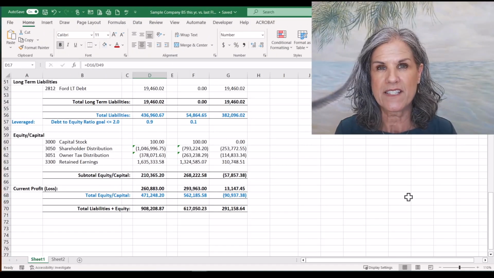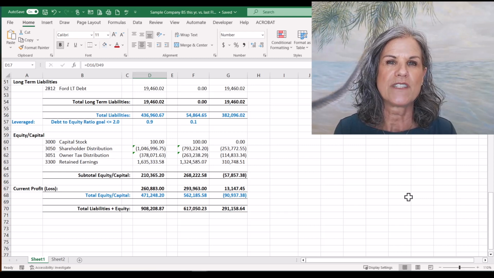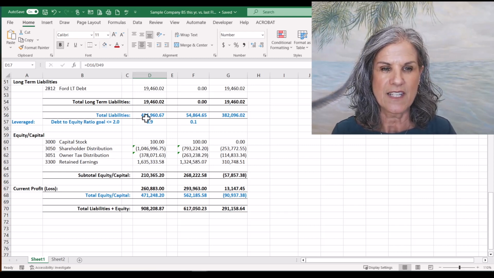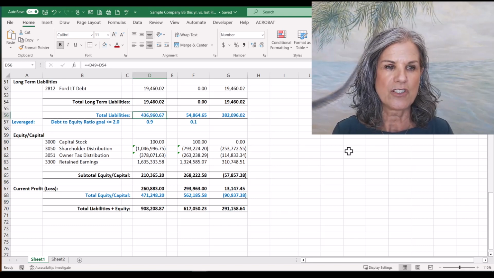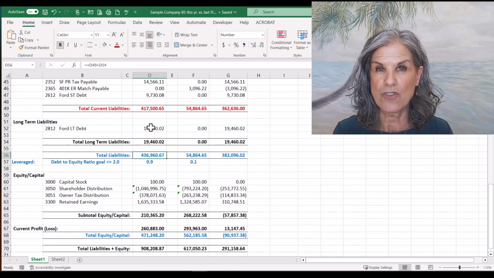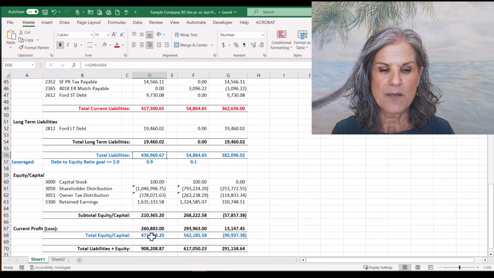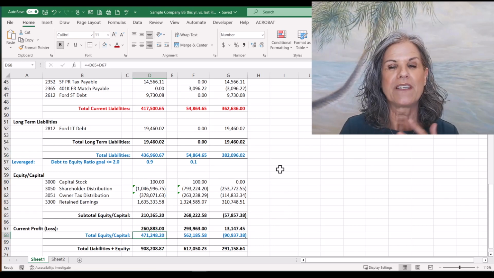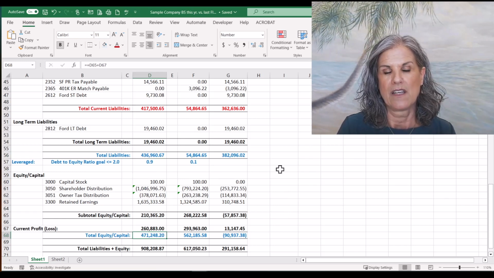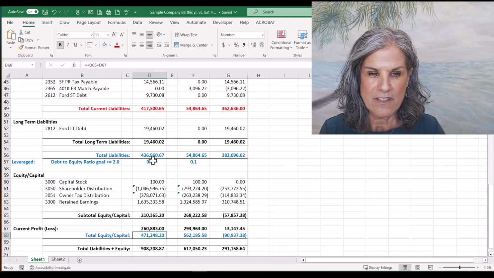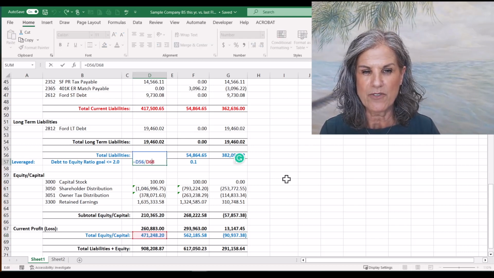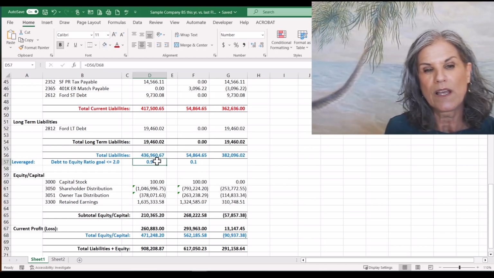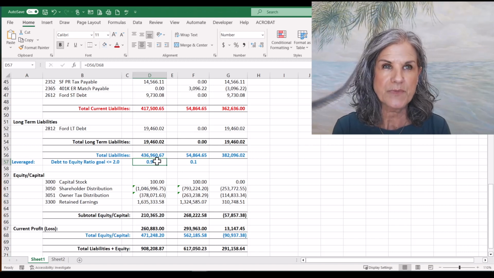The other key number to pay attention to on your balance sheet is called your debt to equity ratio. And your debt to equity ratio, the formula is it takes total liabilities, which includes those current liabilities plus your long-term liabilities, and it divides it by your total equity. And the goal with this number is to have it be under a 2 to 1 ratio. So if I take 436,000 and I divide it by 471,000, it's a 0.91 to 1 ratio. That's well under a 2 to 1 ratio.